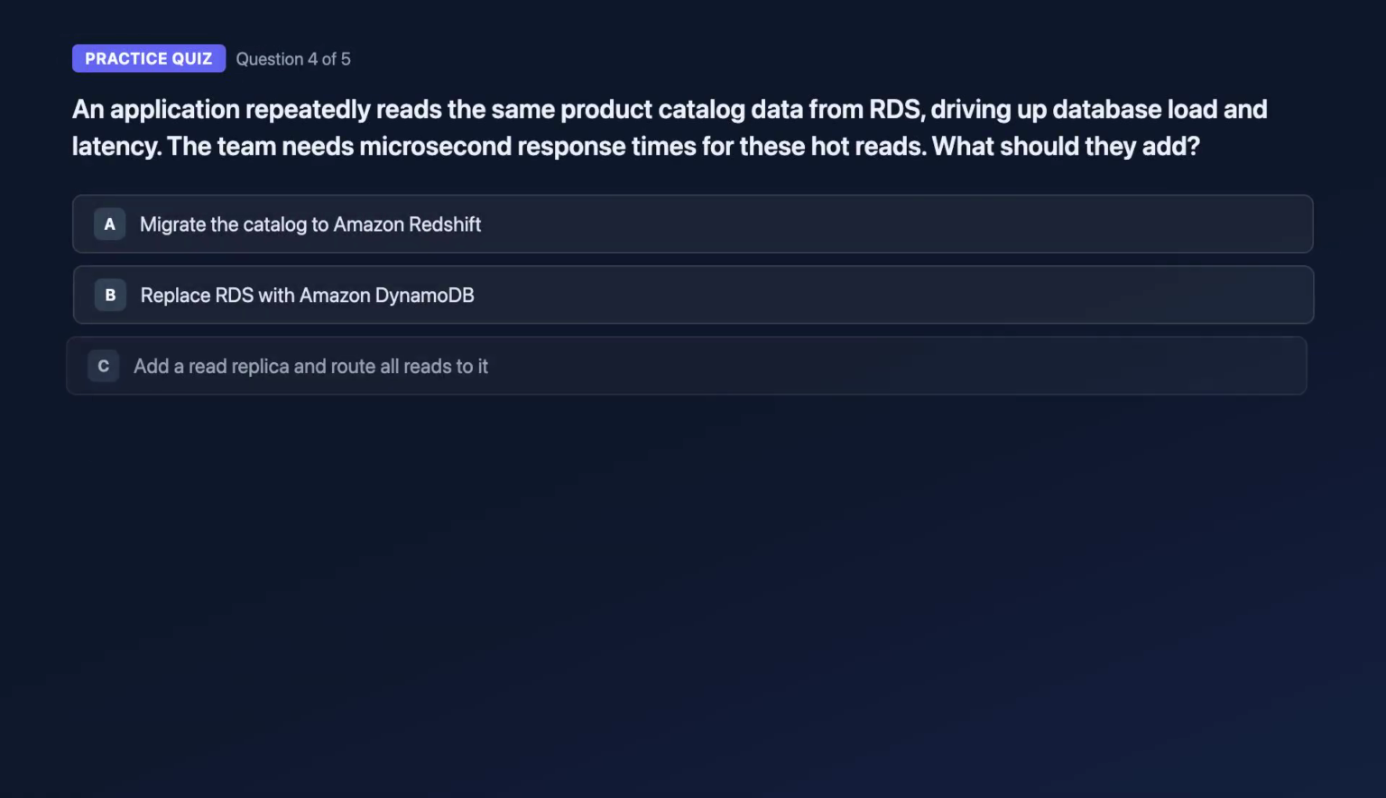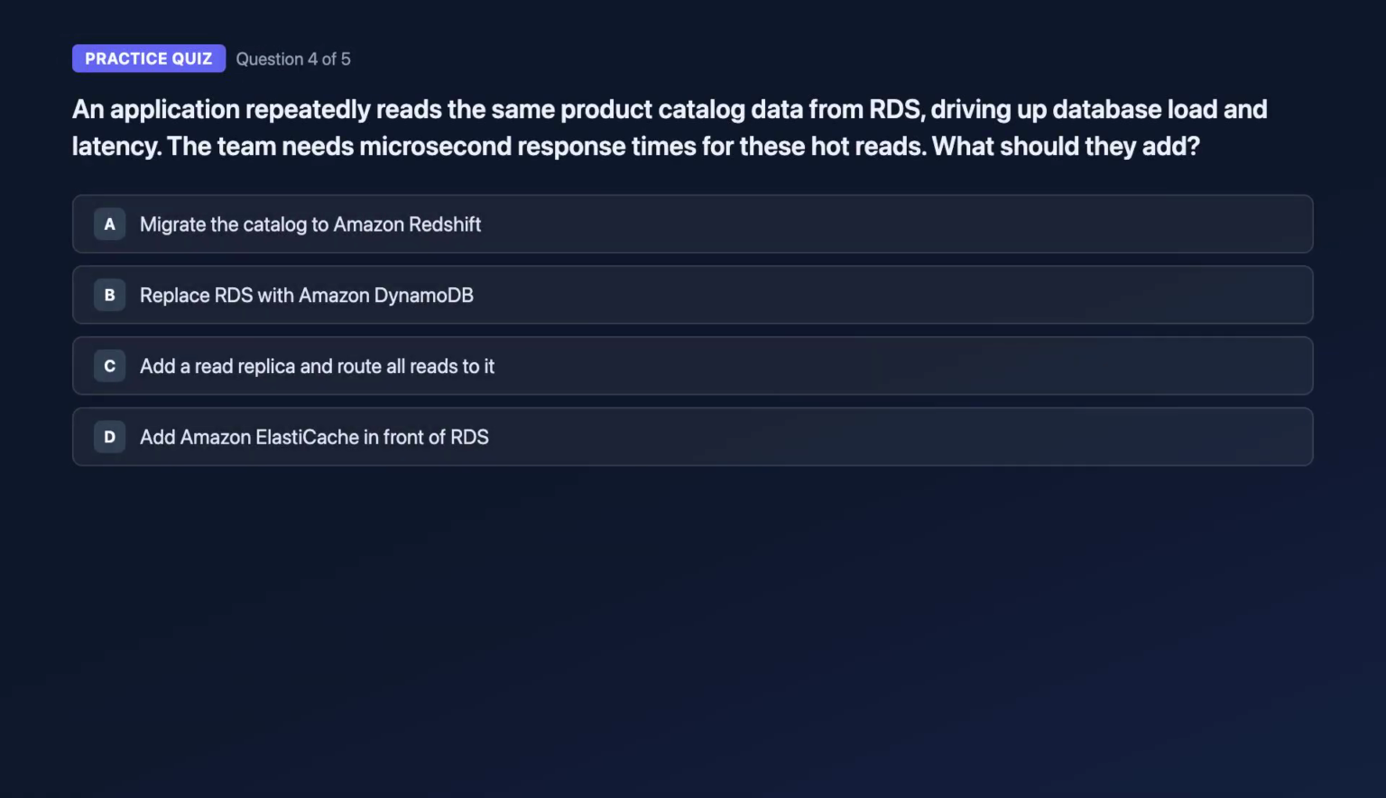Question 4. An application repeatedly reads the same product catalog data from RDS, driving up database load and latency, and the team needs microsecond response times for those hot reads. What should they add? A, migrate the catalog to Amazon Redshift. B, replace RDS with Amazon DynamoDB. C, add a read replica and route all reads to it. Or D, add Amazon ElastiCache in front of RDS. Got your pick? Let's see.